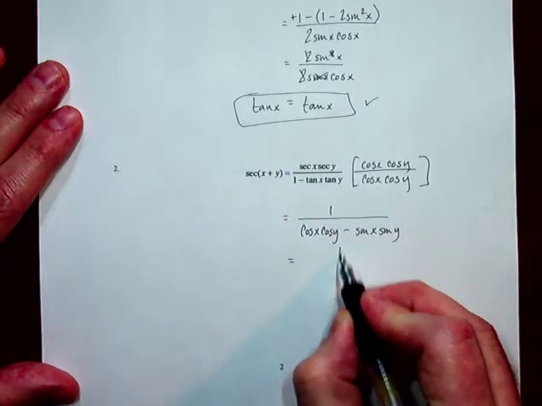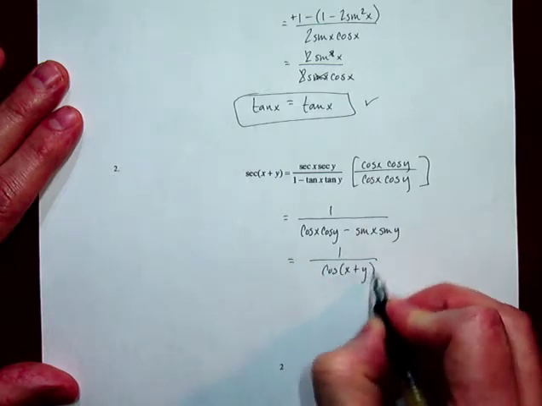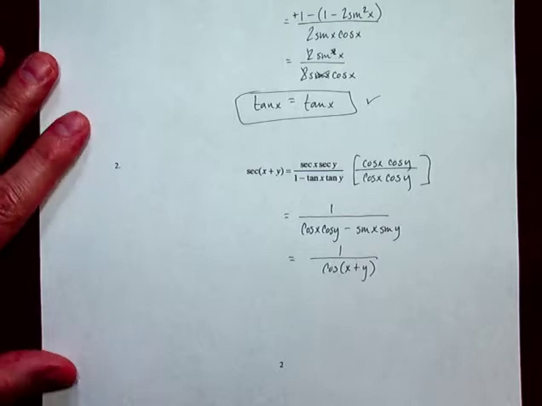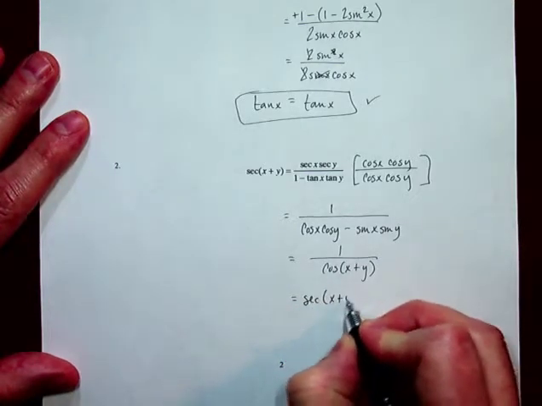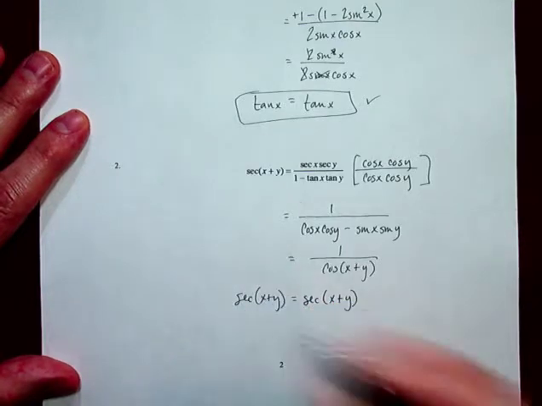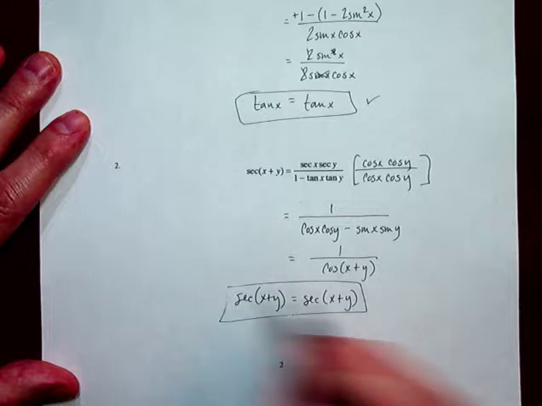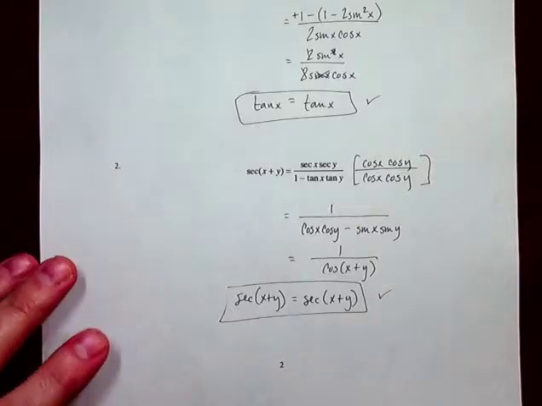Now, this in the denominator is a recognizable sum and difference identity. It is cosine x plus y, which of course, since it's in the denominator, can be rewritten as secant x plus y, and that is exactly what we had on the left side. Hurrah! Okay. Now, let's go ahead and take a look at the next page.